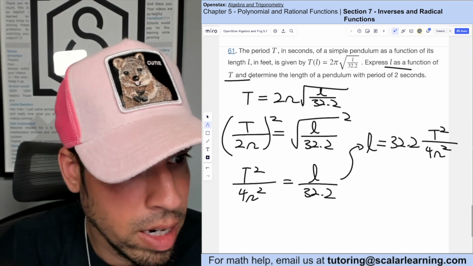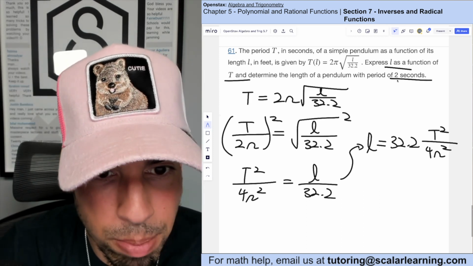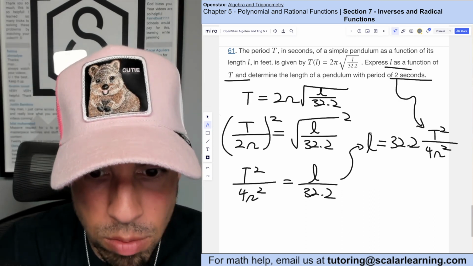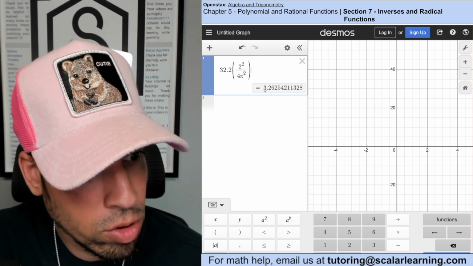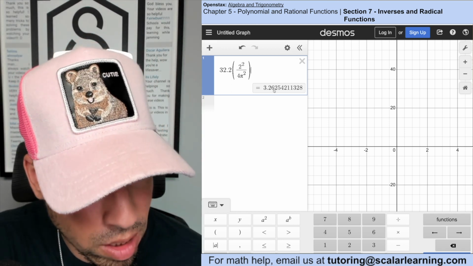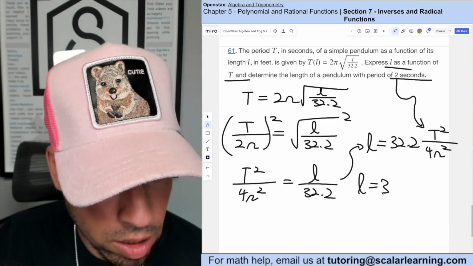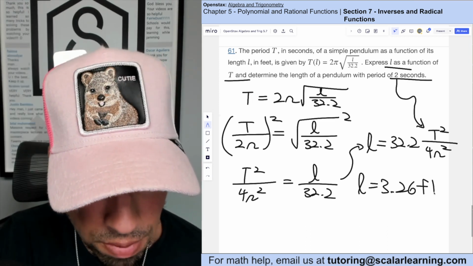And then it's saying t represents the period, and we got a period of 2, so we're going to plug and chug and see what we get. So as we plug all this in, you see it evaluates to 3.26, rounded to the nearest hundredth. So L equals 3.26 feet.